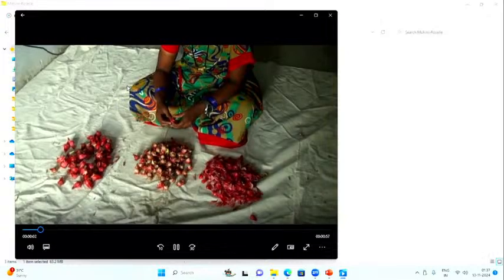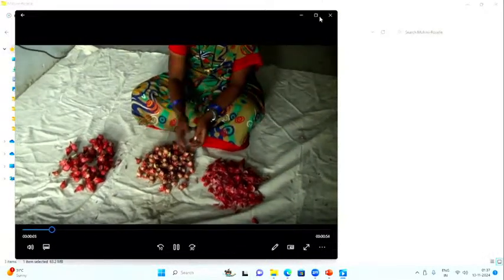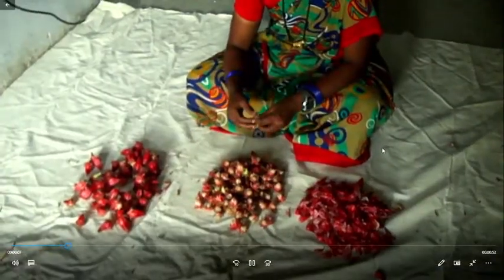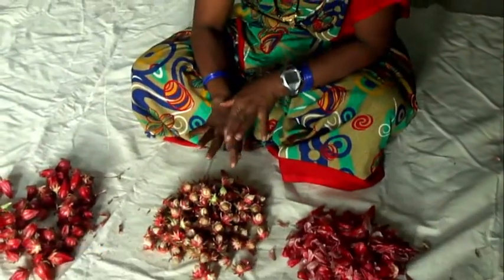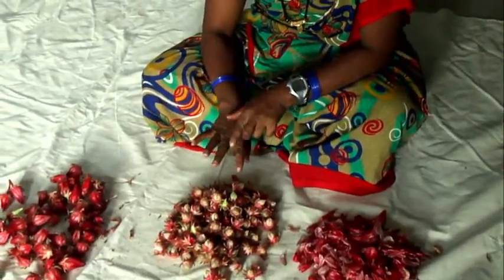Yes, here she is doing it manually, and while doing it manually she has a problem of itching, and after two or three she will get irritation.